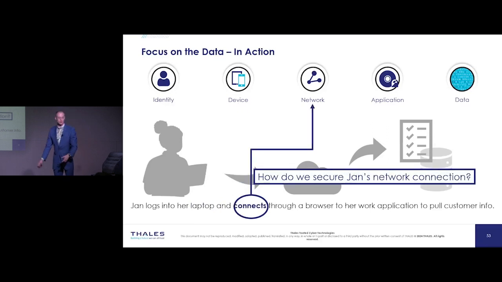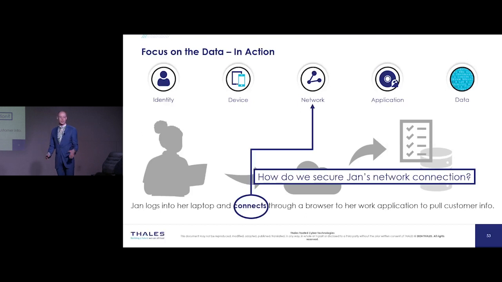Then she's obviously connecting over some network. Is she working on the organization's network? Is she plugged in at the office somewhere? And is that network properly segmented from other departments so she can't access their data and they can't access hers? Or is she connecting remotely, right? And so she's connecting over the open internet.